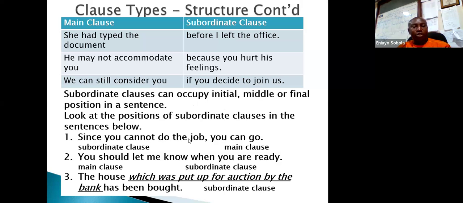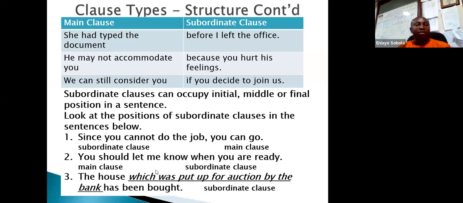Appears at the initial position of the sentence, while "you can go" is the main clause, which comes at the final position. A second example: "You should let me know when you are ready." "You should let me know" is the main clause. "When you are ready" is a subordinate clause.